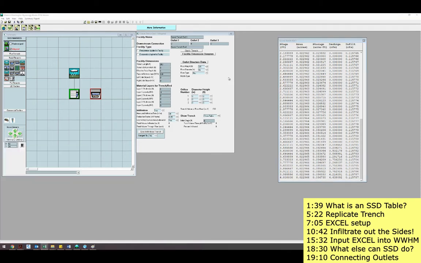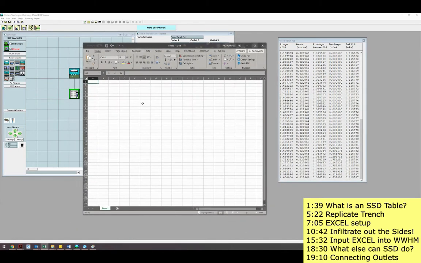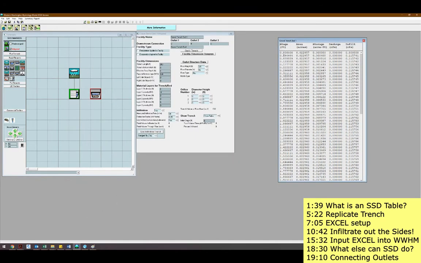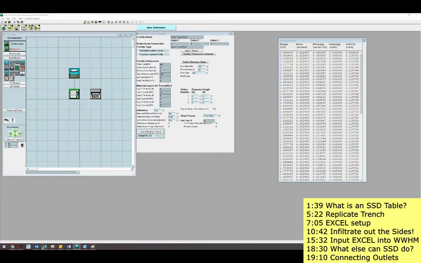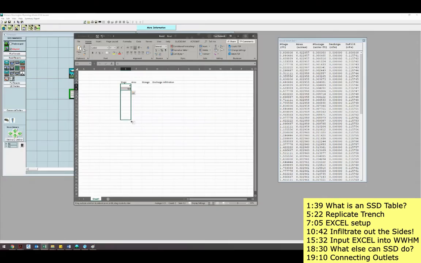So first, I'm going to jump into Excel, and I am going to try and recreate this exact SSD table. And then I'm going to be able to manipulate it. I'm going to add these 5 categories here. Stage. Now, I don't actually need to put in every single one of these values. I really just need to pick an increment that I can go off of. So I'm just going to go off of 1/2 foot increments here. 0, 0.5. It's actually really important that you put 0 in here for your value.